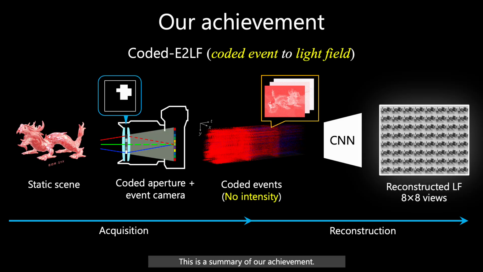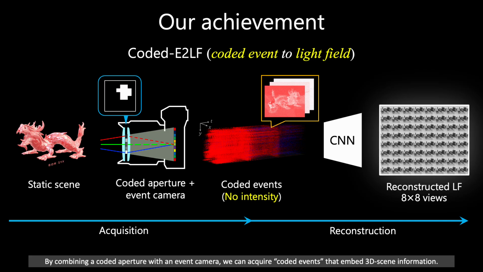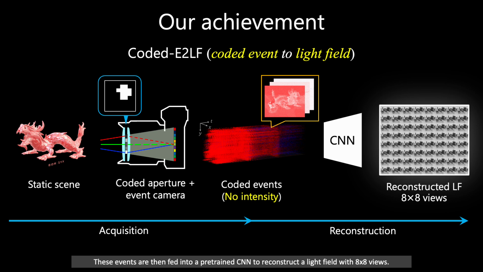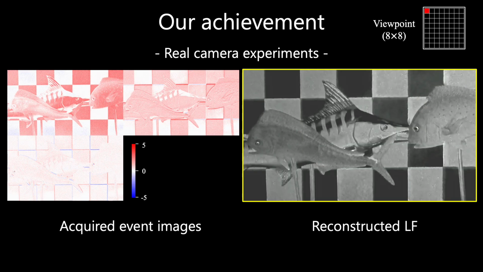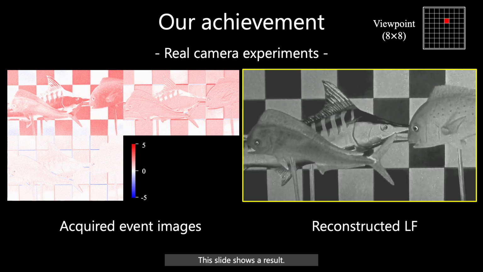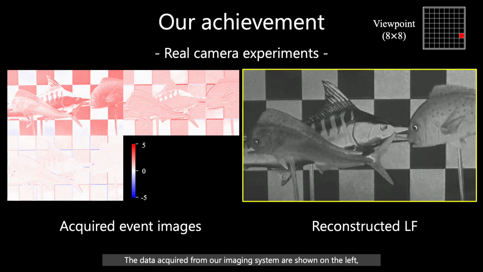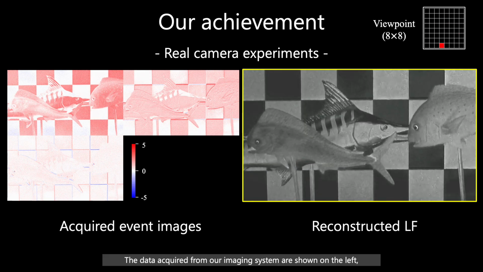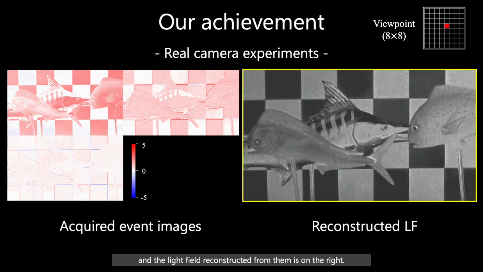This is a summary of our achievement. By combining a coded aperture with an event camera, we can acquire coded events that embed 3D scene information. These events are then fed into a pre-trained CNN to reconstruct a light field with 8x8 views. This slide shows a result. The data acquired from our imaging system are shown on the left, and the light field reconstructed from them is on the right.